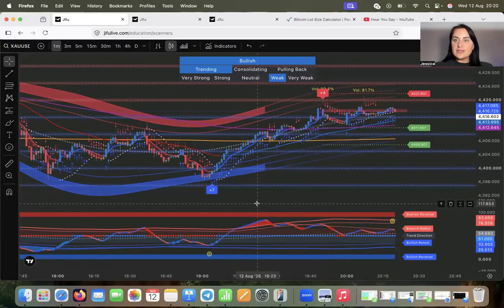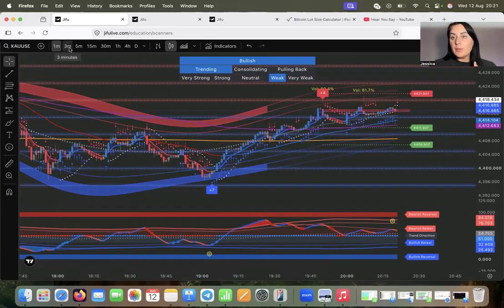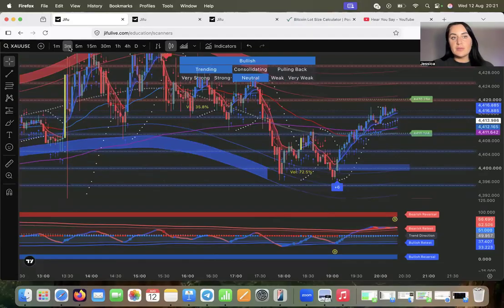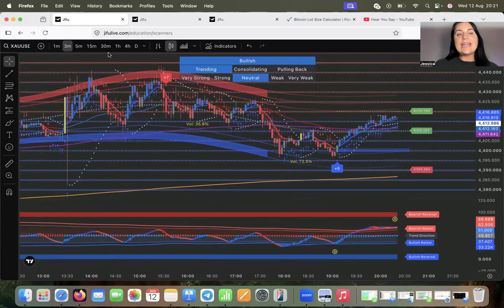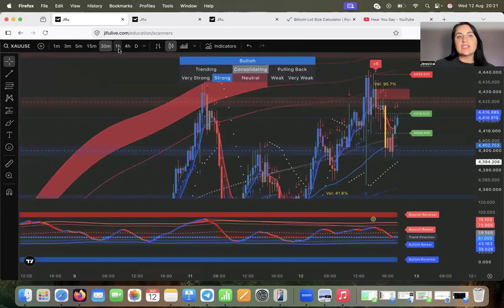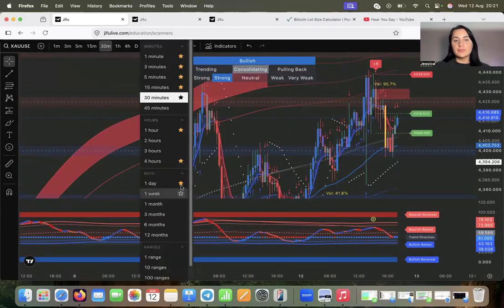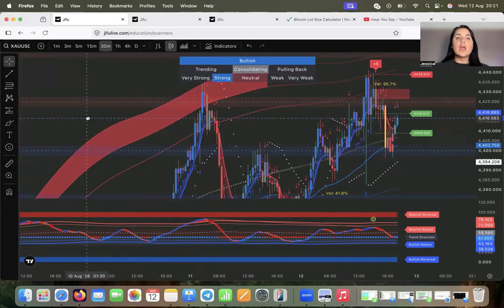I like to see previously what has actually happened on the time frame. But me personally, I trade the 3 minutes, okay? On this scanner though, you can trade any time frame, like 15, 30, 1 hour. You can also star them, okay? So I star the ones that I want, so I can quickly flick through the ones that I want to be doing my analysis on, okay?